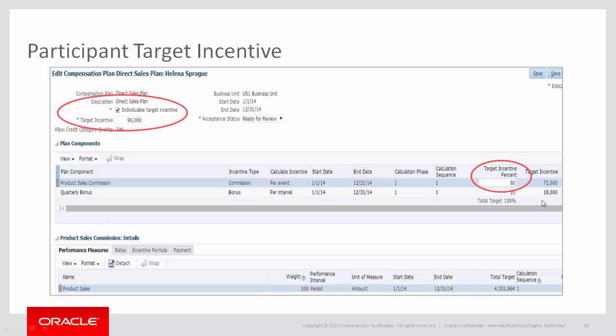So the ability to have different weights for the target. So even though a compensation plan is an umbrella of things that we call plan components, the weighting of those plan components in relation to one another can be customized at the individual level.